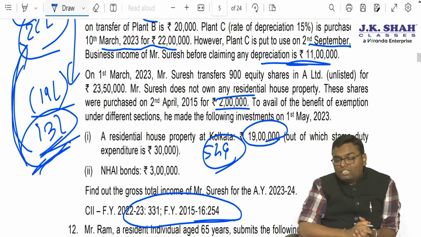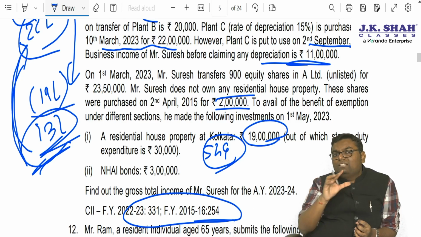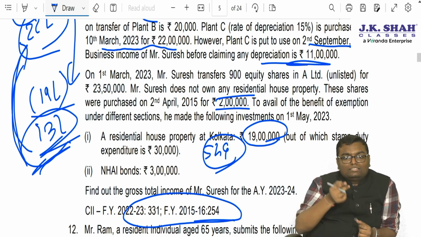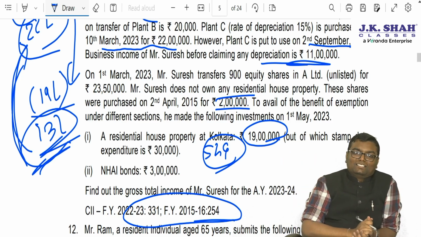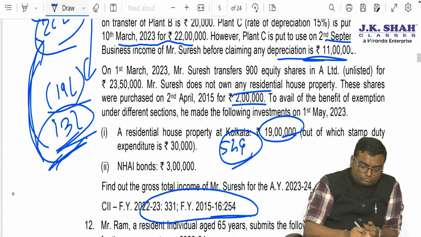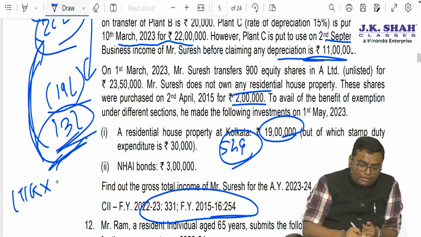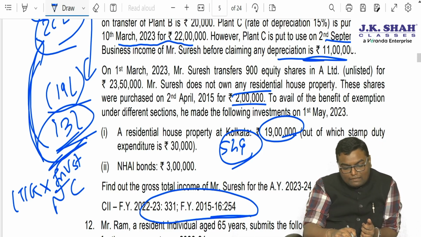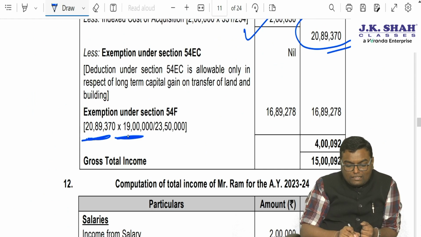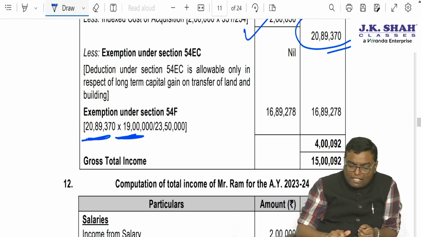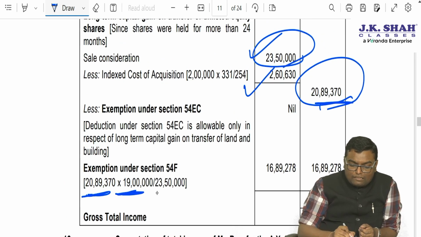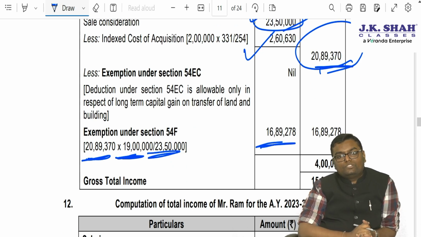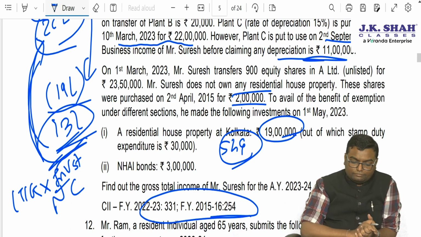Now what is the 54F exemption? How much exemption will I get? In simple words, that percentage of net consideration which I invested, that percentage of LTCG will be exempted. Now, the formula is LTCG multiplied by investment upon net consideration. So LTCG into investment, that is 19 lakh, divided by net consideration. Net consideration is 23,50,000, the net consideration which I received. So my exemption will be 16,89,278. That is the first exemption.